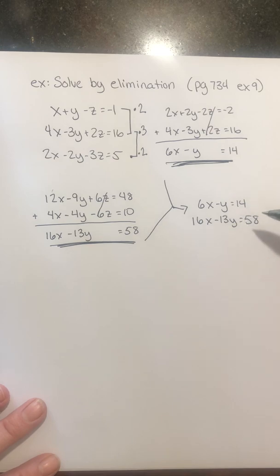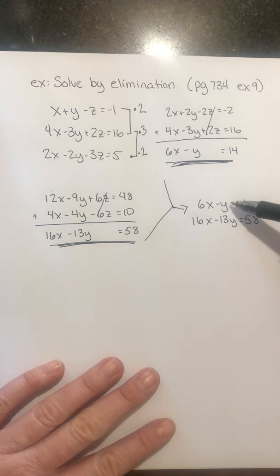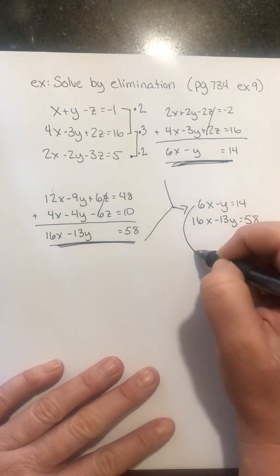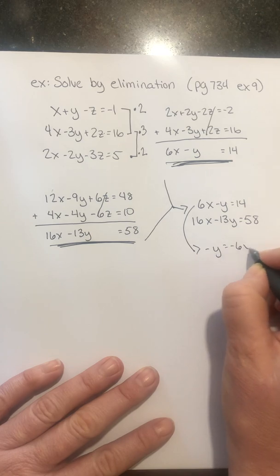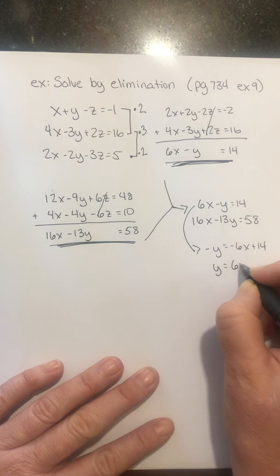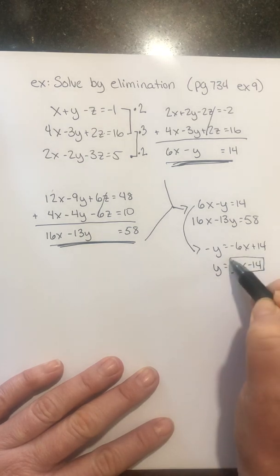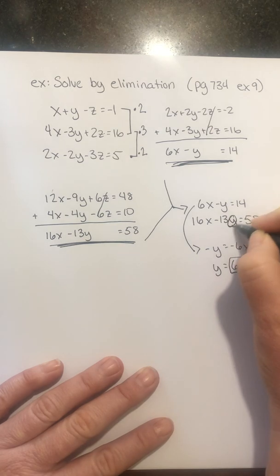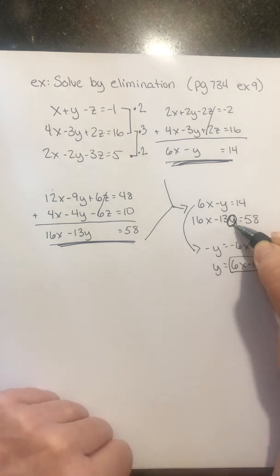So I can use either elimination or I can use substitution. I think what I'm going to do here is use substitution. I'm going to solve this top equation for y. So if I subtract 6x, I get negative y equals negative 6x plus 14, or y equals 6x minus 14. And I'll substitute that in for y into the equation 16x minus 13y equals 58.